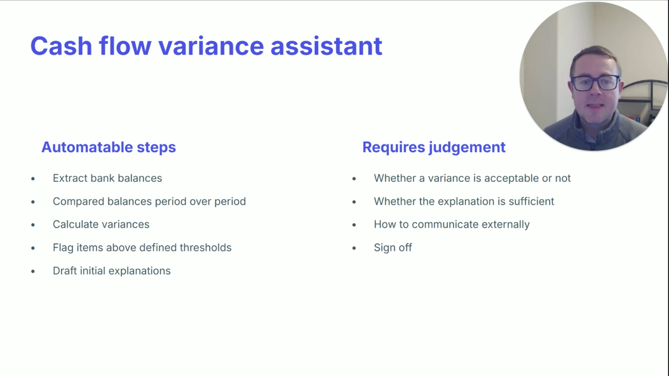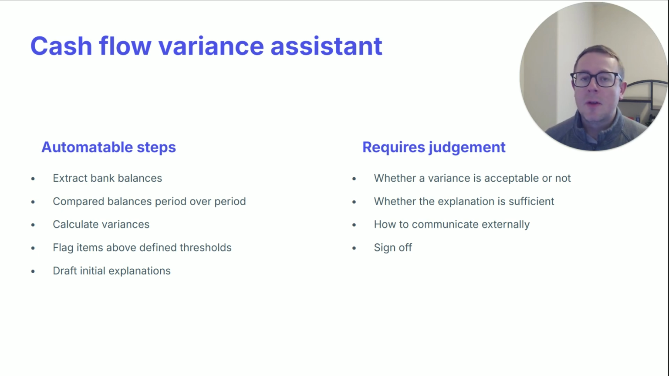And then, of course, there are pieces that require some level of human judgment. For example, whether a variance that we found is acceptable or not, whether that explanation that's been provided is sufficient, or whether we need additional details or need to go a bit deeper in our explanation. Also, how to communicate these variances externally.